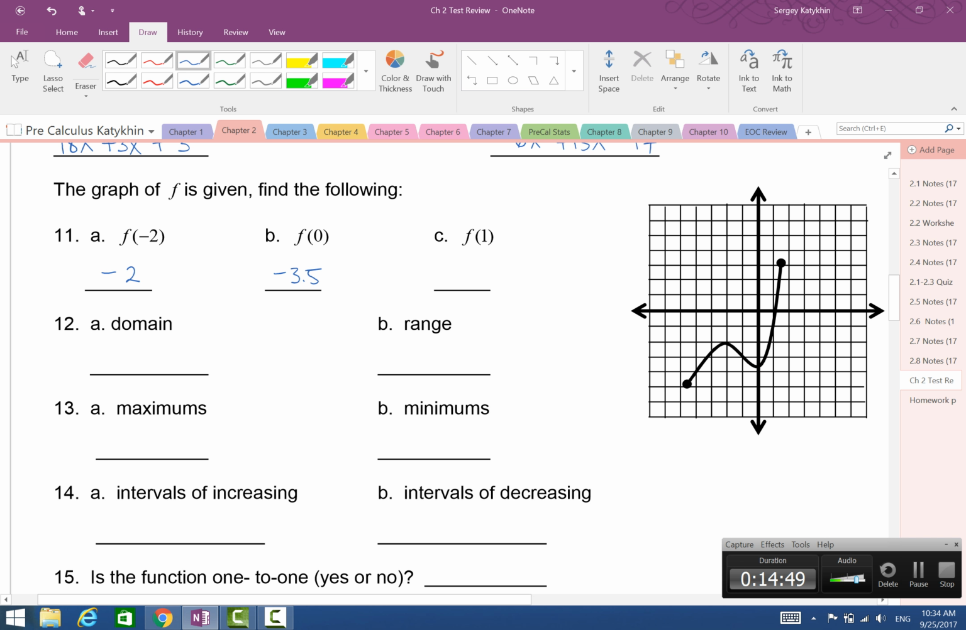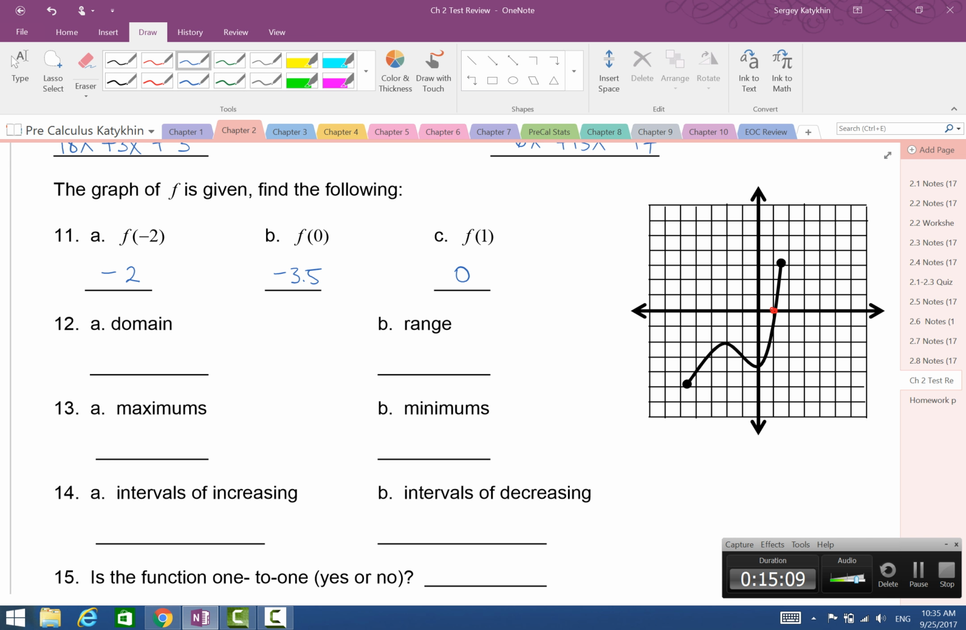And last but not least, f of 1. Well, 1 is here. Notice that the graph is actually going through that, so your output here would be where y is 0. So my answer would be 0 there. So that takes care of the inputs and outputs.